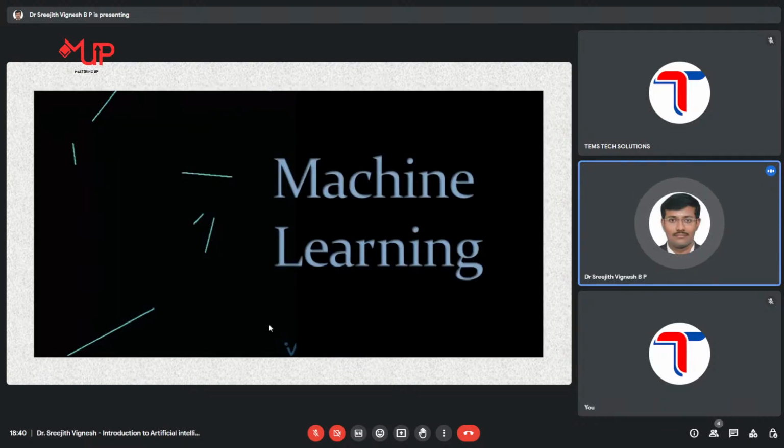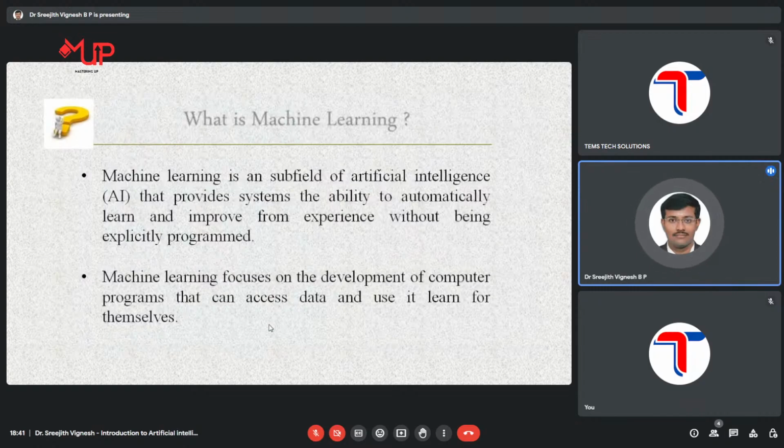So machine learning. What is machine learning? It is a subfield of artificial intelligence that provides systems the ability to automatically learn and improve from experience without being explicitly programmed. Machine learning focuses on the development of computer programs that access data. In machine learning, as I told you, you should make the machine learn and understand how the system has to react to the input given by you.